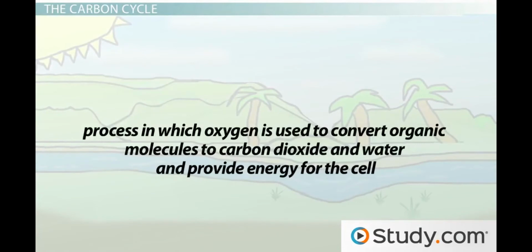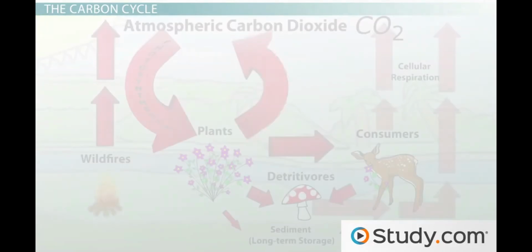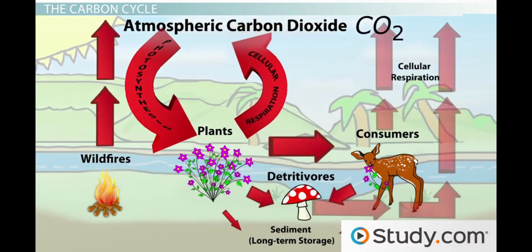This process, in which oxygen is used to convert organic molecules to carbon dioxide and water and provide energy for the cell, is called cellular respiration. Plants use cellular respiration to tap into their energy stores, and in this way they do return a lot of the carbon back into the atmosphere as carbon dioxide. Plants are constantly using carbon to store energy by forming carbohydrates and then breaking them up and returning carbon dioxide to the atmosphere when they use the energy. This results in a much more rapid turnover rate for carbon compared to the turnover rate for nitrogen and phosphorus in plants.